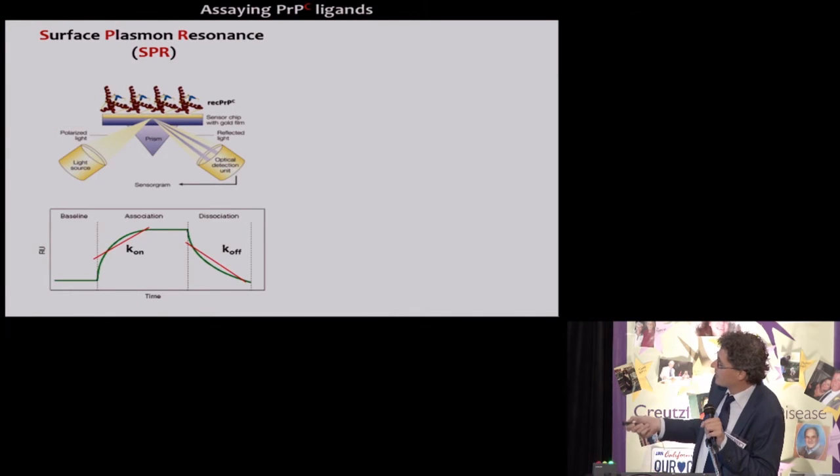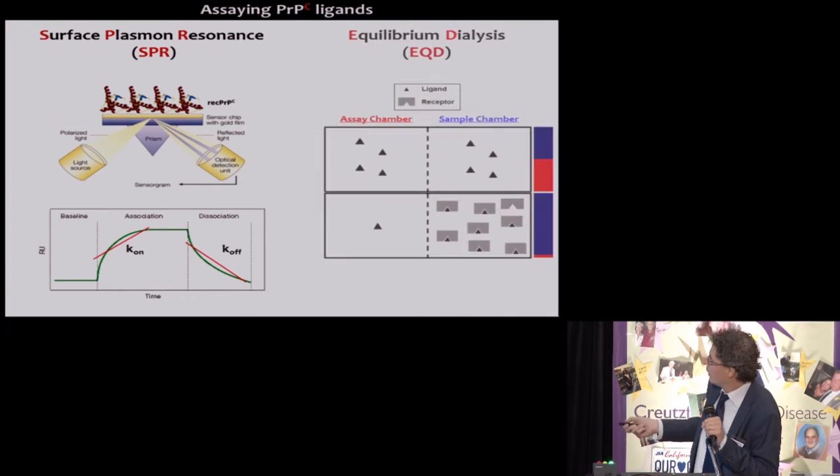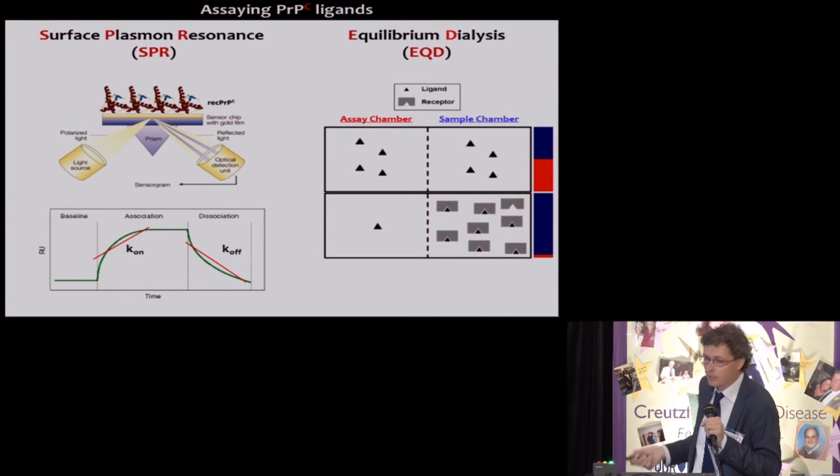I'm not going to spend too much time. This is a biophysical technique called surface plasmon resonance, where PrPC is attached onto the surface of a chip, and then we can flow through small molecules and see binding. Or a very simple and old-fashioned technique, which is equilibrium dialysis. It has to do with the principle of putting a membrane that is permeable to a small molecule, but not the protein, so we can see the equilibration of the small molecules between the two chambers, one without the protein and one with the protein.